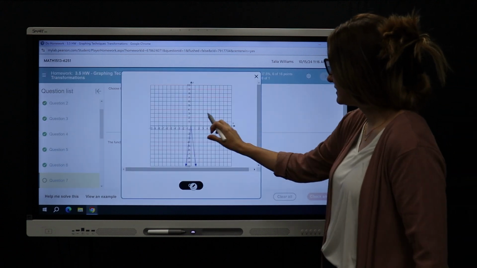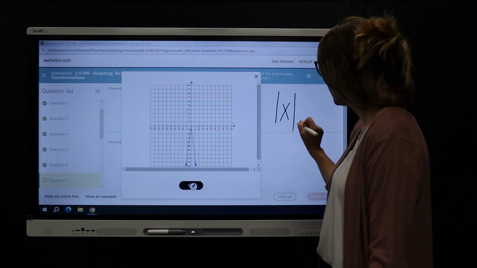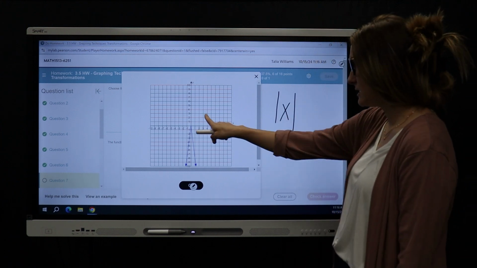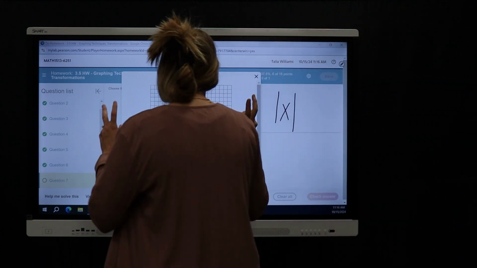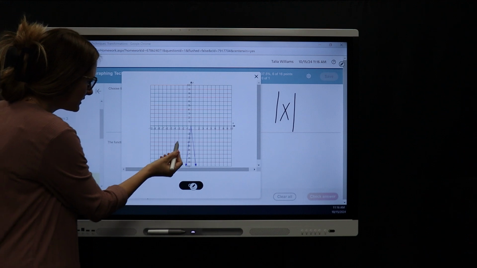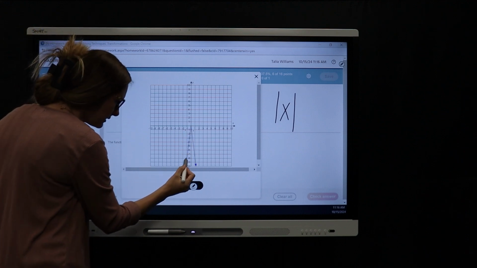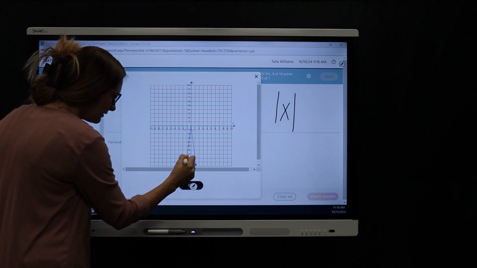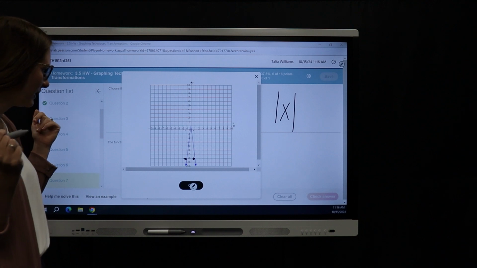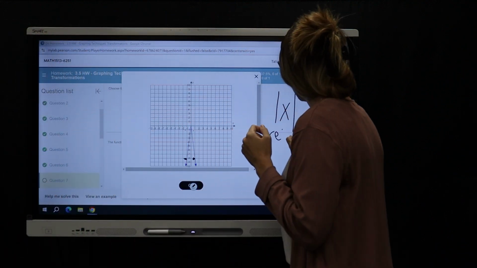Oh, this is a V, so this is our absolute value graph. It's at 0, 0, so it's not up, down, left, or right. This one has been stretched, so instead of being at -1, -1, and 1, 1, it looks like 8. So it's reflected because it's upside down.